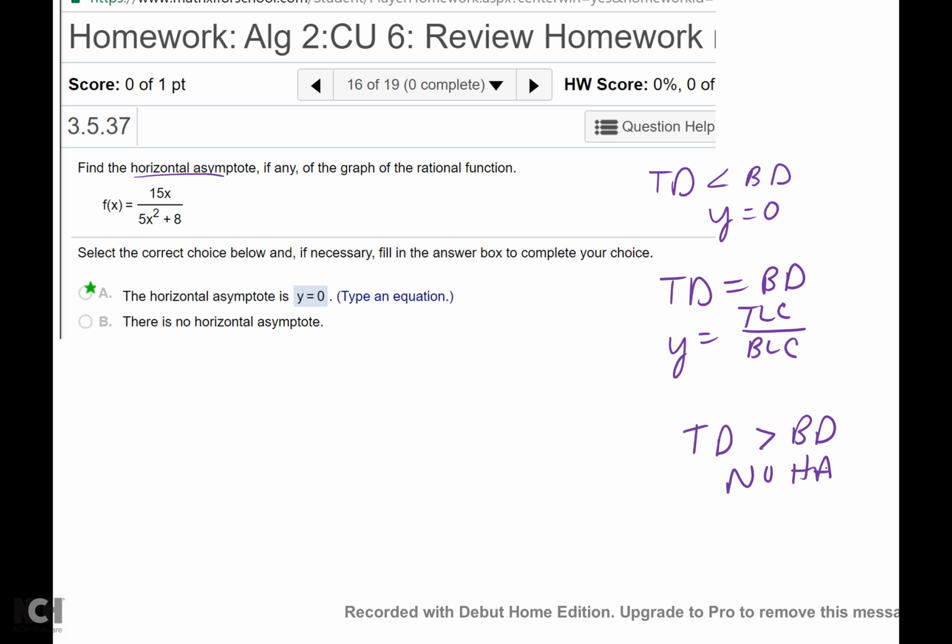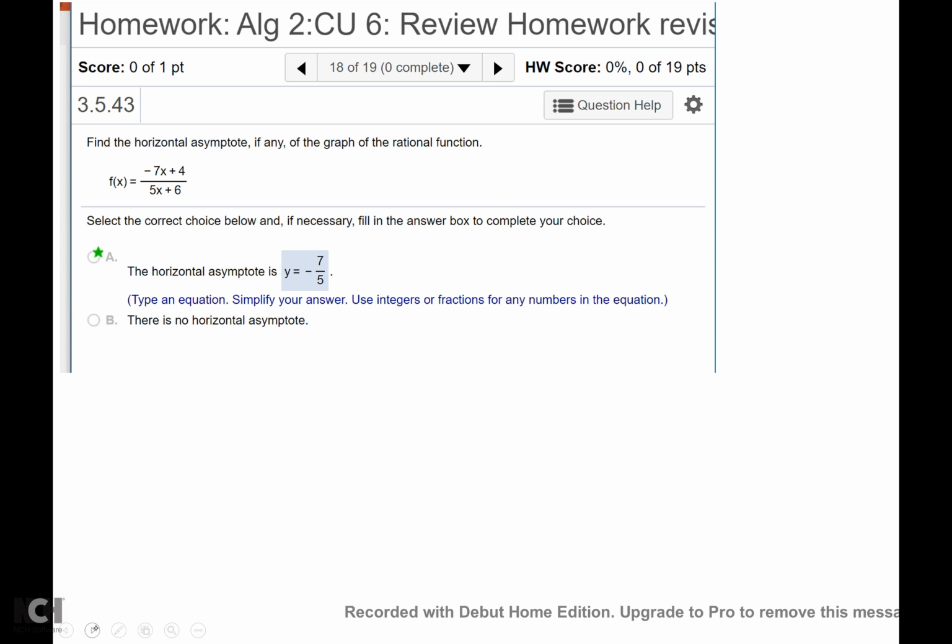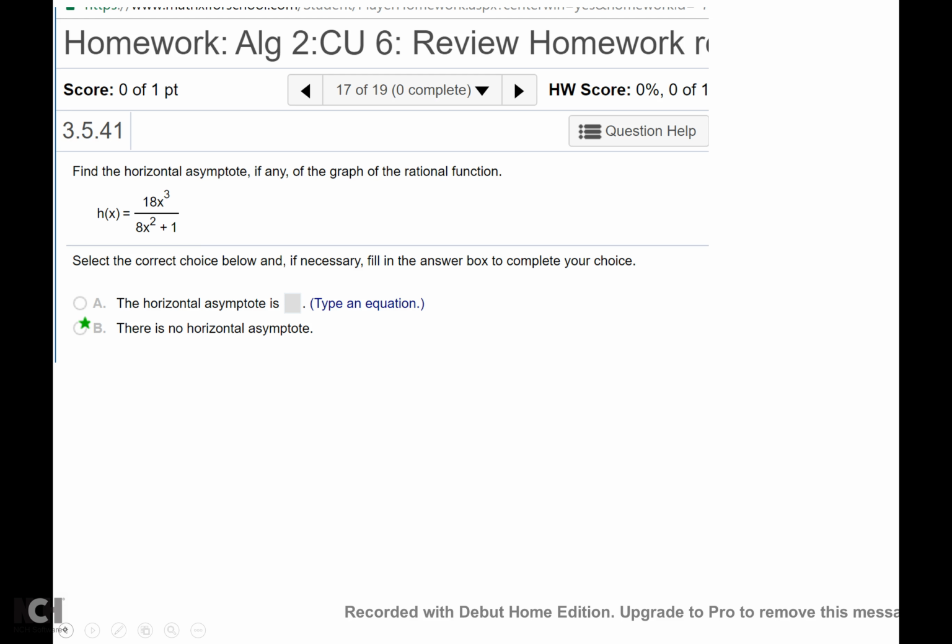Okay, so for this one, to find the horizontal asymptotes, we look at my degrees. My top degree is 1, my bottom degree is 2. Since top degree is smaller than bottom degree, my horizontal asymptote's at y equals 0. Alright, oops, did I skip one? Yeah, 17. Find the horizontal asymptote here. My top degree is 3, my bottom degree is 2. Top degree is bigger than bottom degree, so there is no horizontal asymptote.